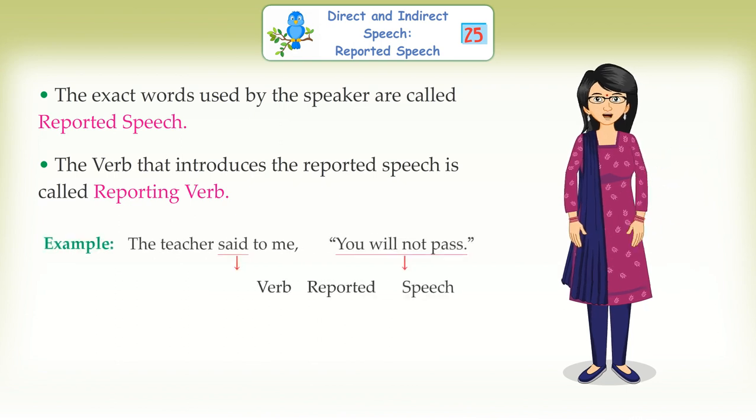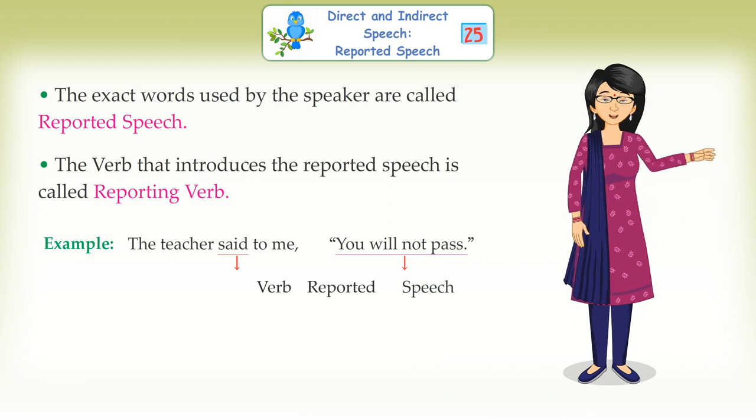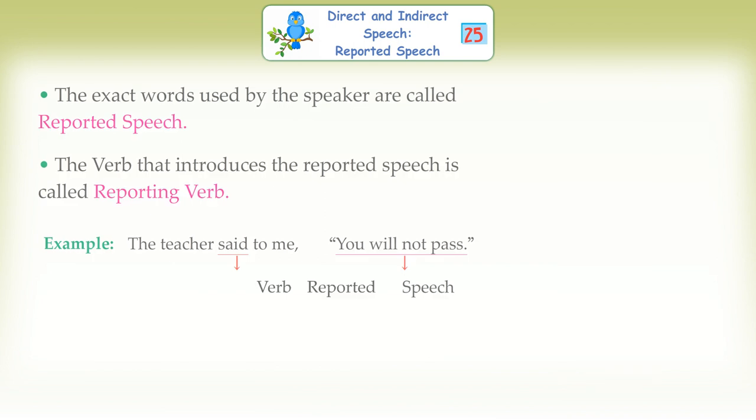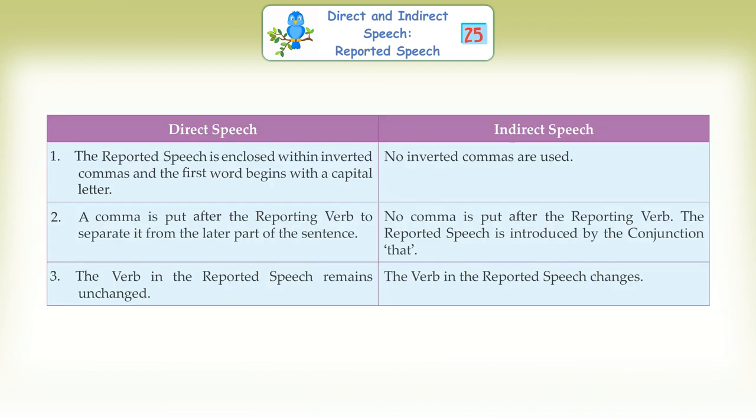Example: The teacher said to me, "You will not pass." Reporting verb, reported speech. Direct speech: The reported speech is enclosed within inverted commas and the first word begins with a capital letter. A comma is put after the reporting verb to separate it from the later part of the sentence. The verb in the reported speech remains unchanged.